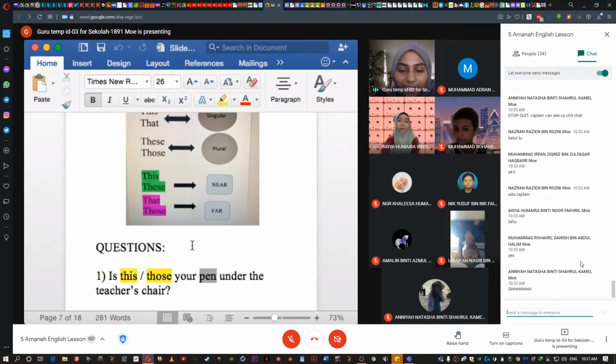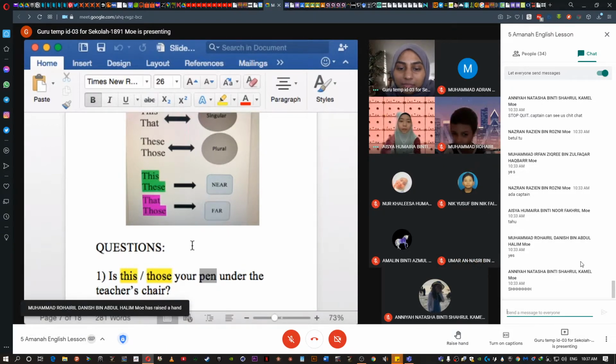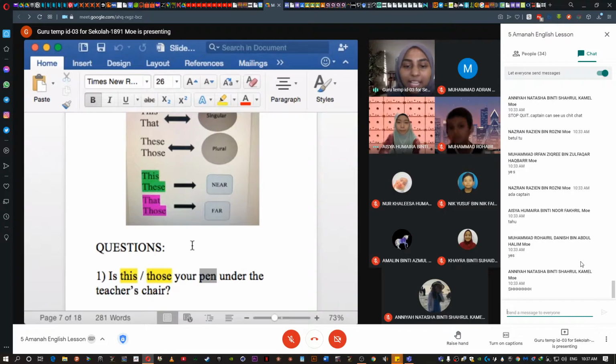Repeat the sentence, okay? Okay, baca habis. Pilih antara this ataupun those. Jawapan antara salah satu. Okay? You may start now. Is this your pen under the teacher's chair? Okay, sekali lagi. Kuat sikit. Is this your pen under the teacher's chair? Okay, good. Betul. Good job, Aisha Umaira.